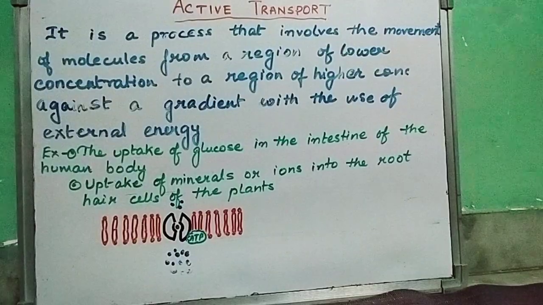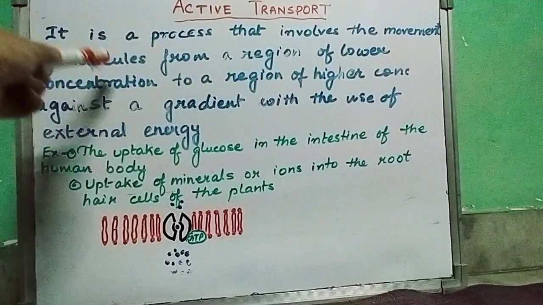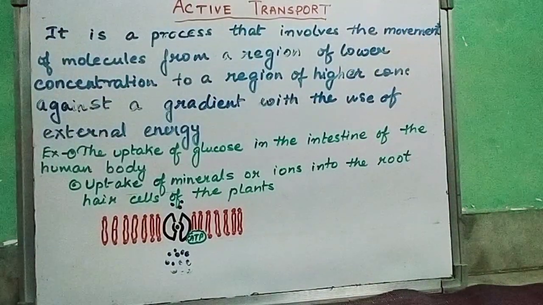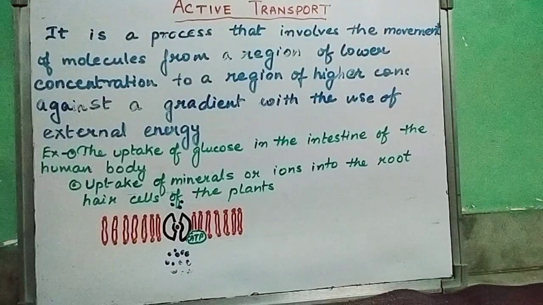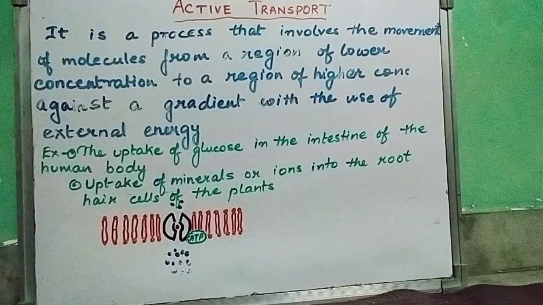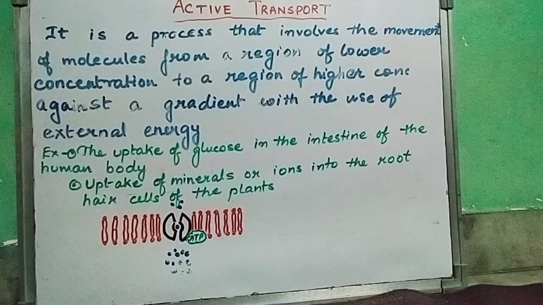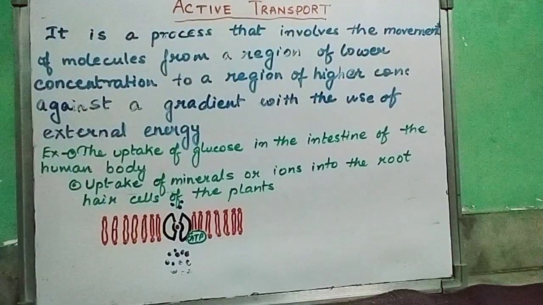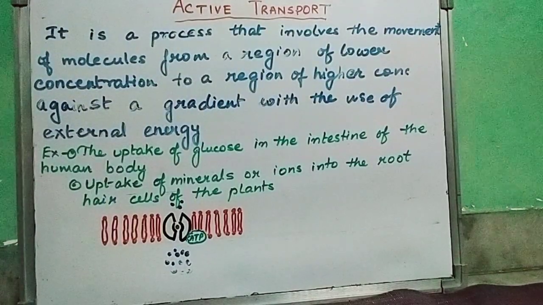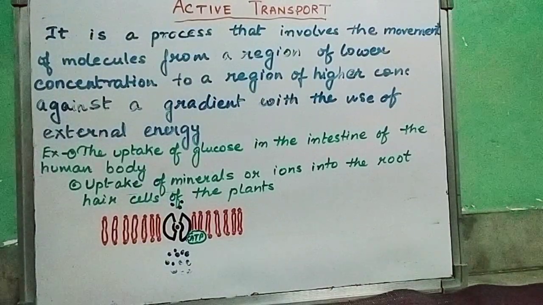See, it is written here, it is a process that involves the movement of molecules from a region of lower concentration. Remember, this is the key word, from a region of lower concentration to a region of higher concentration against a gradient. Now, what is gradient? Gradient means the amount or the volume or the concentration, that is where it is higher to where it is lower. That means here it is opposite.